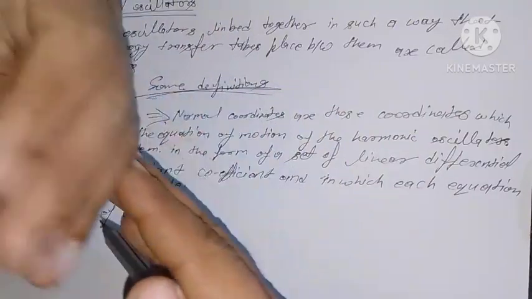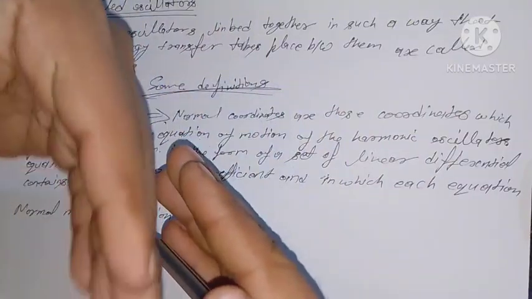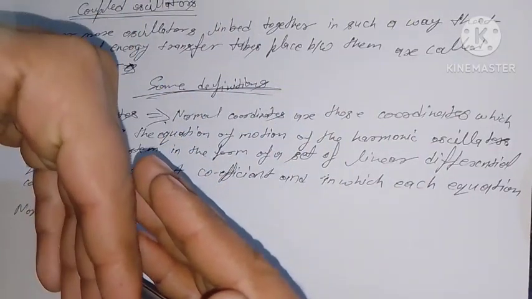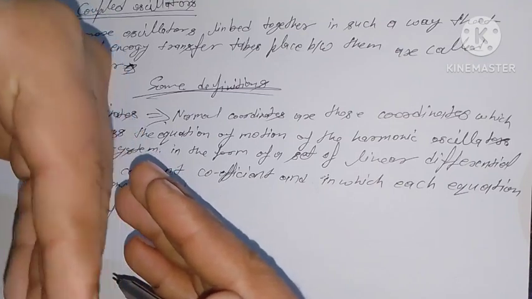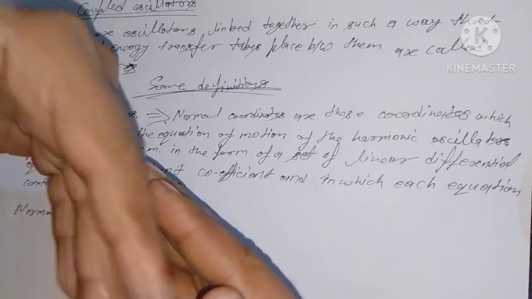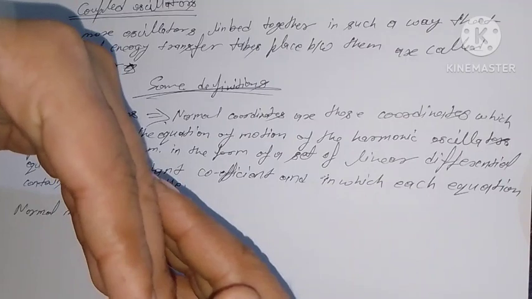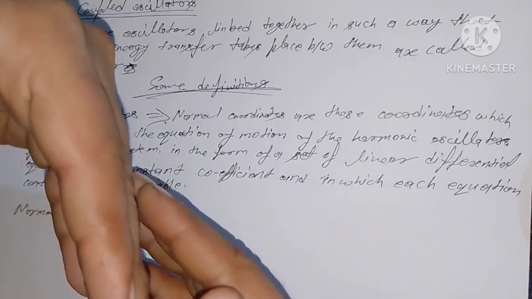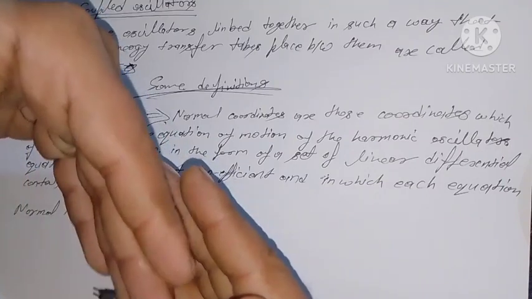The manner in which a coupled system oscillates is called a mode. The mode of a coupled system may be harmonic or non-harmonic. The harmonic modes of a coupled system are called normal modes.